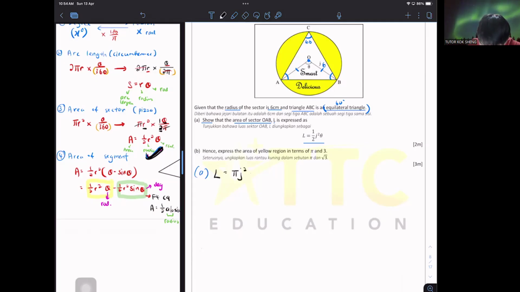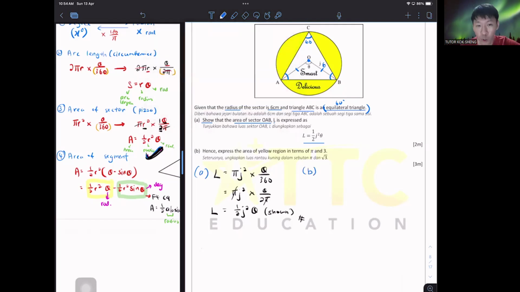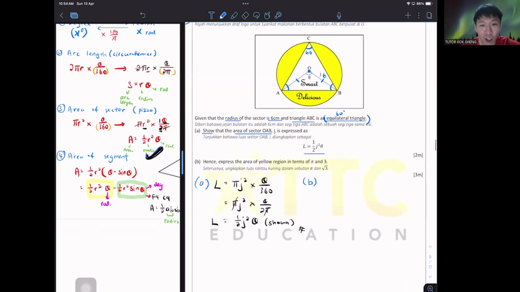Pi J squared times theta over 360. So pi J squared, 360 becomes 2 pi. Pi cancels. So it becomes 1 over 2 J squared theta. Shown. Easy 2 marks. Like I said, they will ask you to show sometimes, but the marks are not really a lot. 2 only. But better than nothing, right? Okay, one more to go.